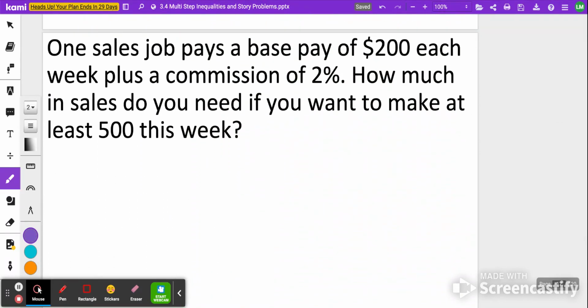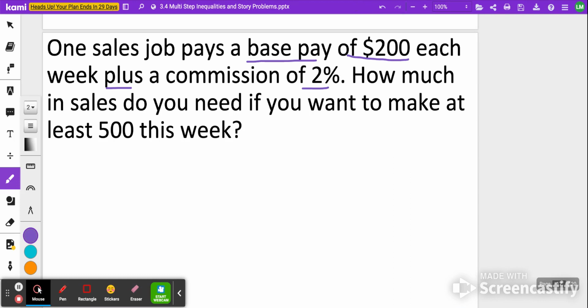All right, here is our first example, and we do want to be very cautious here because we do see a percentage, so we're going to talk about the importance of changing a percentage to a decimal to get an accurate answer. One sales job pays a base pay of $200 each week, and base pay just means you're going to get $200 no matter what. And then plus a commission of 2%. And if you've never heard of commission, this is basically sales driven. The more you sell, the more money you're going to make.